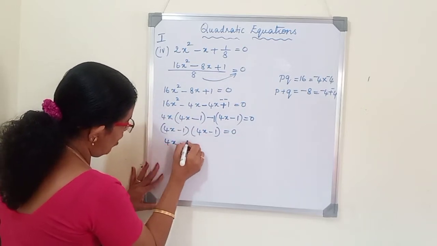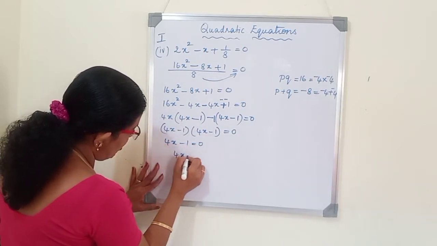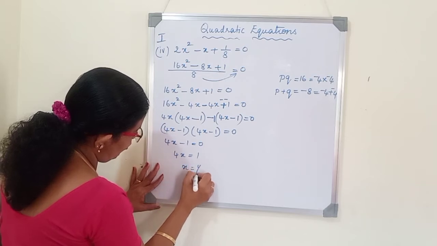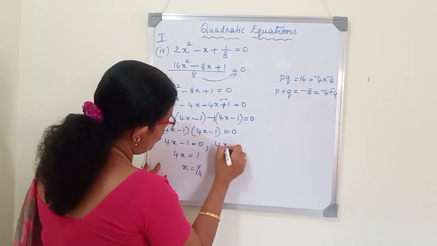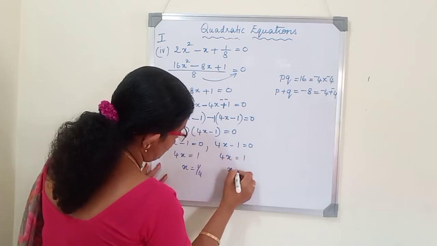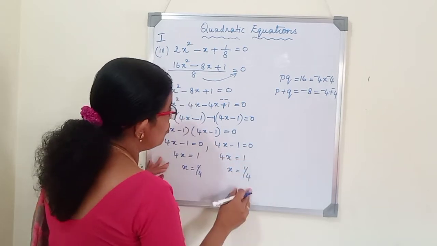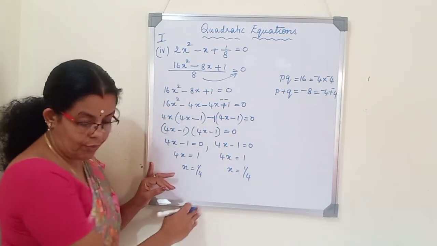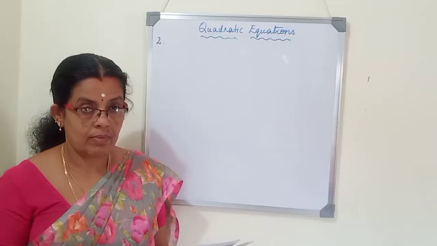So 4x minus 1 equals 0. 4x is equal to 1. x is 1 by 4. The same way the other root is also the same. Both the roots are equal here. x is equal to 1 by 4. So the two roots are 1 by 4 and 1 by 4.